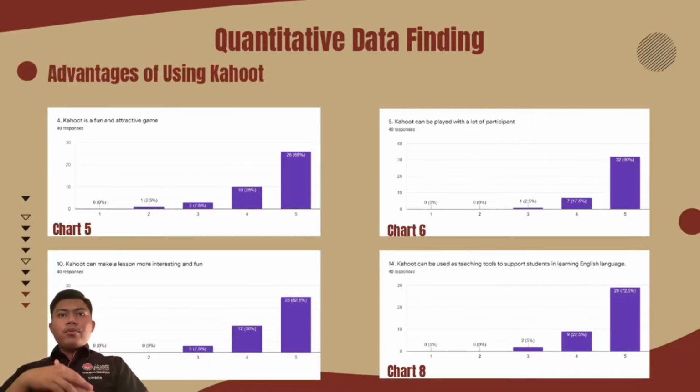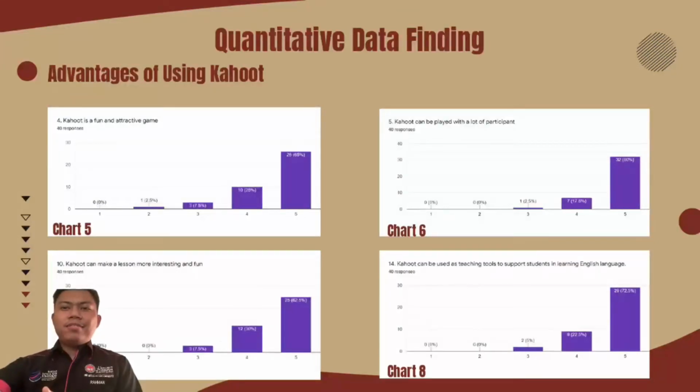Based on the slide, we can see the result of the quantitative data findings for the advantages of using Kahoot. In the questionnaire, there are 14 questions posed for the advantages of using Kahoot. In this slide, there are only 4 significant results. The first one is Kahoot is a fun and attractive game. The second one is Kahoot can be played with a lot of participants. The third one is Kahoot can make a lesson more interesting and fun. And the last one is Kahoot can be used as a teaching tool to support students in learning the English language.